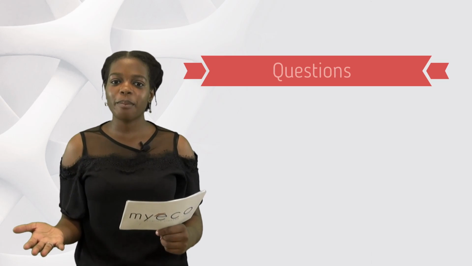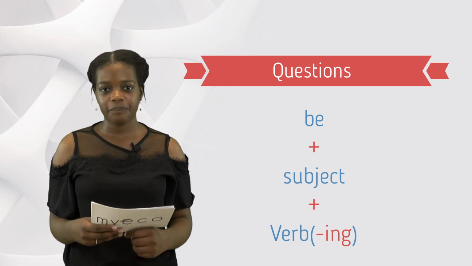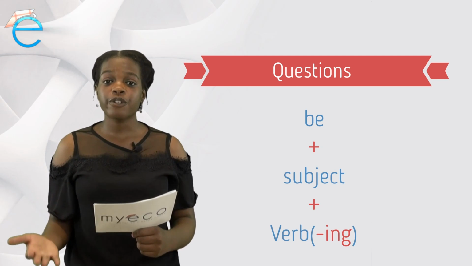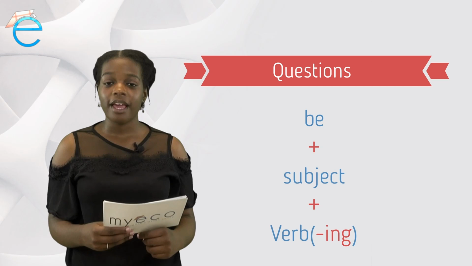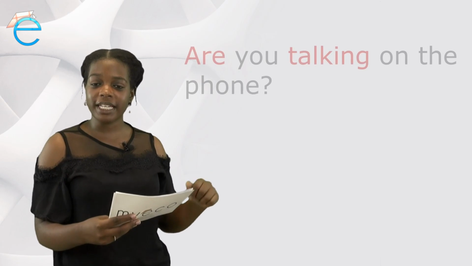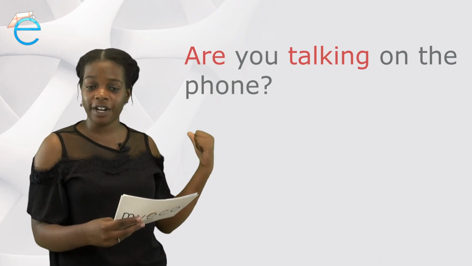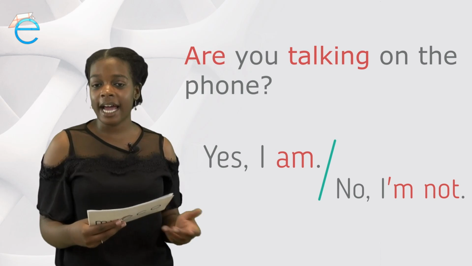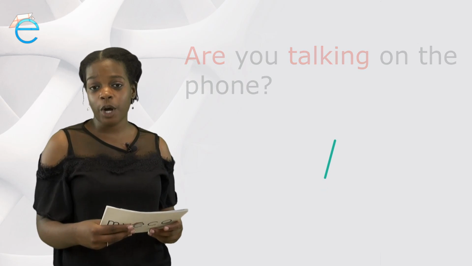Let's have a look at how we make question sentences. To make a question, our am, is, or are move to the start of the sentence. Let's have a look at an example quick. Are you talking on the phone? We can see our are has moved to the front of the sentence. As a short answer, I can say, yes, I am, or no, I'm not.